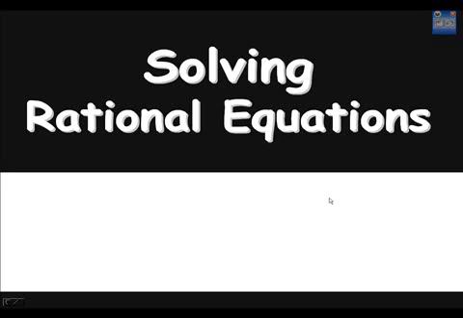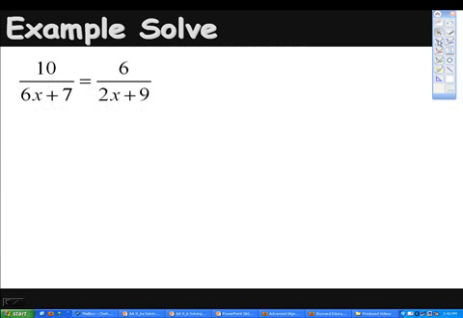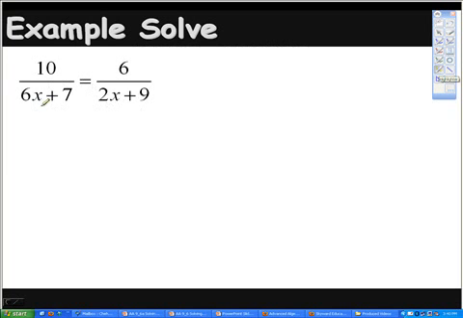Solving rational equations. In this example, we're going to solve 10 over 6x plus 7 equals 6 over 2x plus 9. Since all I have here is a fraction equals a fraction, I've got a proportion. I'm just going to cross multiply to get started here. So I've got 10 times the quantity 2x plus 9 is equal to 6 times the quantity 6x plus 7.